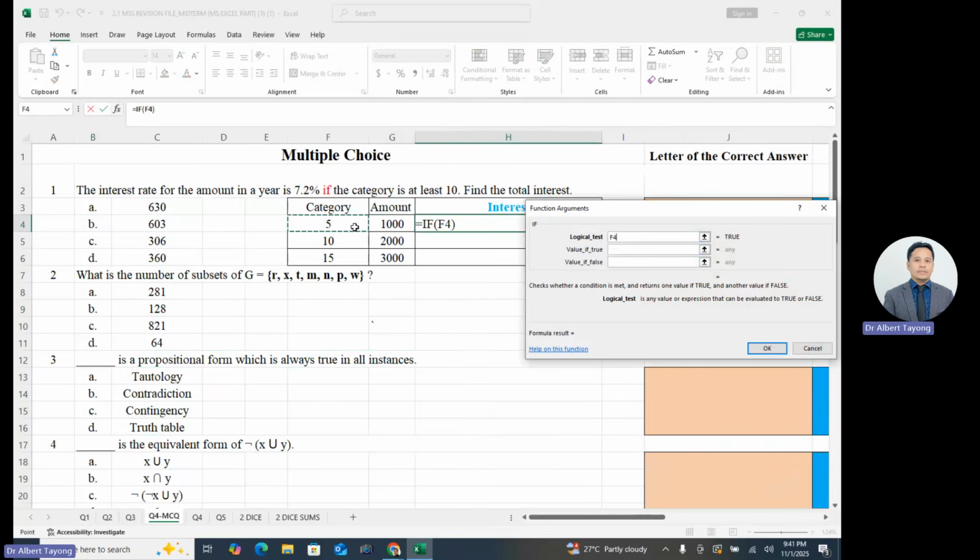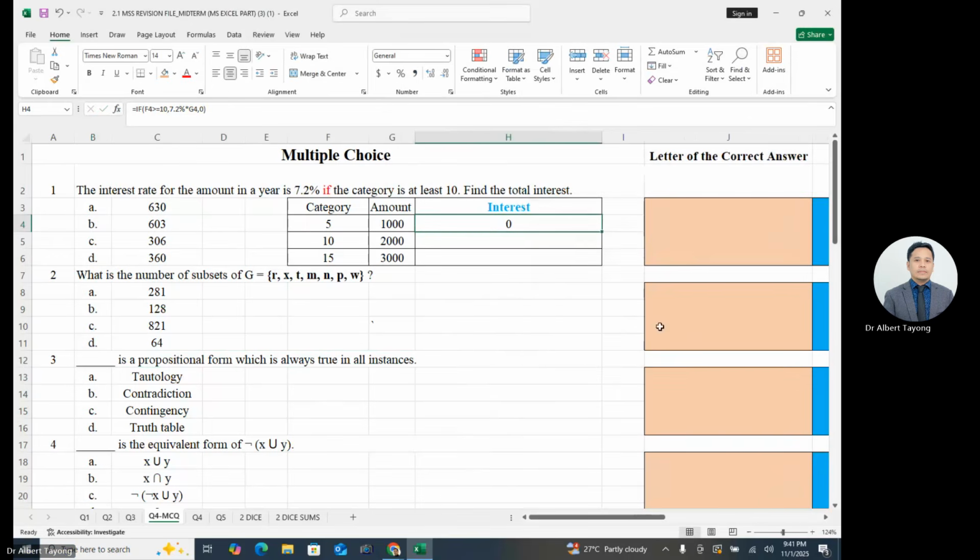The first category is 5. You select that, greater than or equal to 10. And value if true, that is 7.2% times the amount. It's mentioned here. So we select the first amount. And value if false means this is the value if the condition is not met. So 0. Okay, and drag it down.